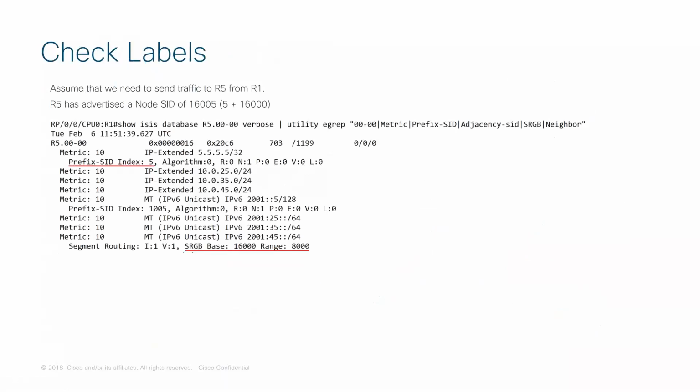Assume that we need to send traffic to R5 from R1. R5 has node SID of 16,005. I'm getting that from the ISIS database. If you want to check what node SID I have received from somebody else, you can check it directly from the database. The show MPLS forwarding commands will all show the same thing, but if you want to see what the IGP has given me, this is the command. It's saying my SRGB base is 16,000 and my index is 5, which means 16,005 is the node SID coming in from R5. I'm checking R5's LSP in the database.